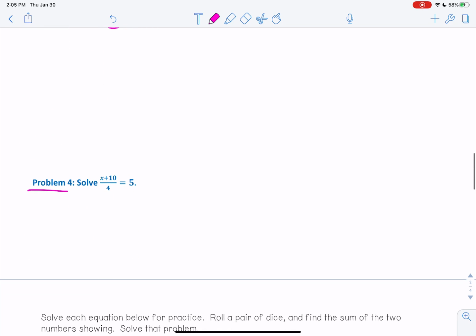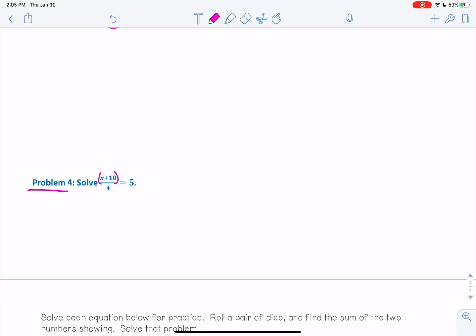For number 4, we have x plus 10 over 4 equals 5. Now in this case, we have more than one thing going on top of this division problem, right? We have this x plus 10. Anytime you have more than one number going on like this, you need to put parentheses around it and treat it as parentheses. Okay, so it's not x divided by 4 plus 10 or 10 divided by 4 plus x. It's x plus 10 together divided by 4. And because of that, you need to put those parentheses around the x plus 10.